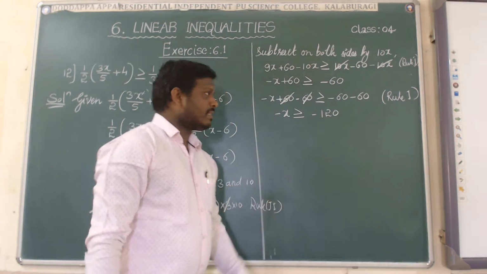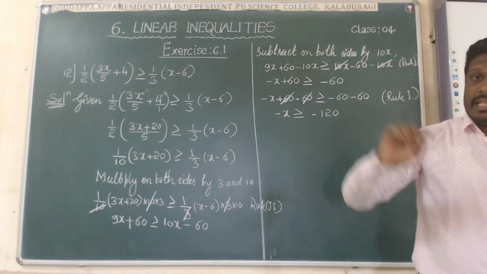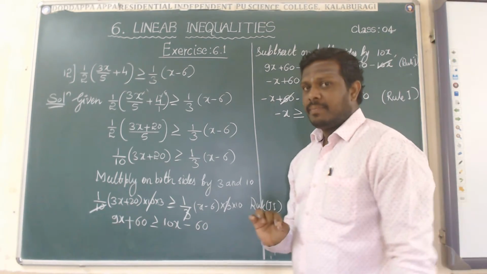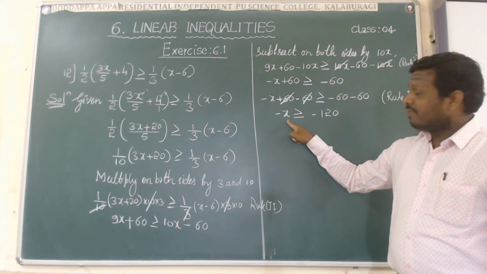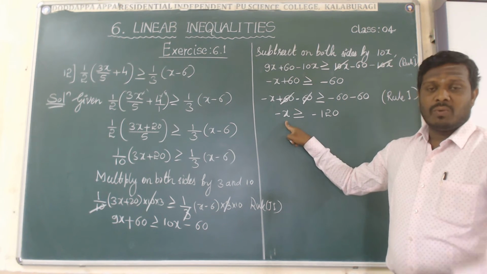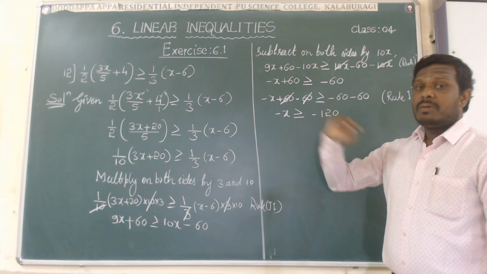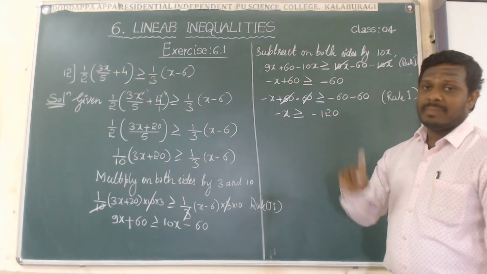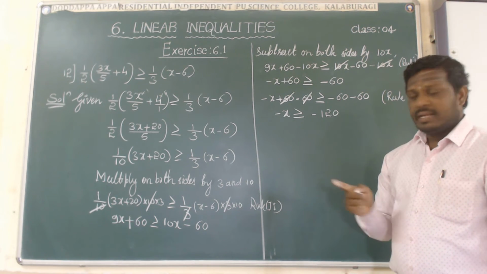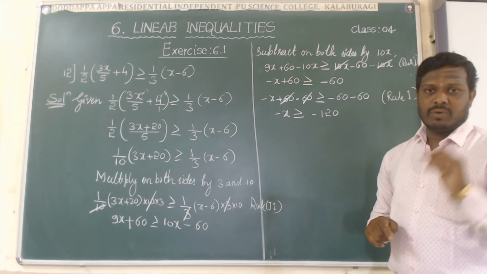Still it is not in the simplest form for writing the value of x. For writing the value of x, what is the condition here? The coefficient of x should be positive 1, but here the coefficient of x is negative 1. So we have to convert this into positive 1. How can we convert it? We have to multiply and divide by minus 1 on both sides, then we will be getting the coefficient of x as positive 1.